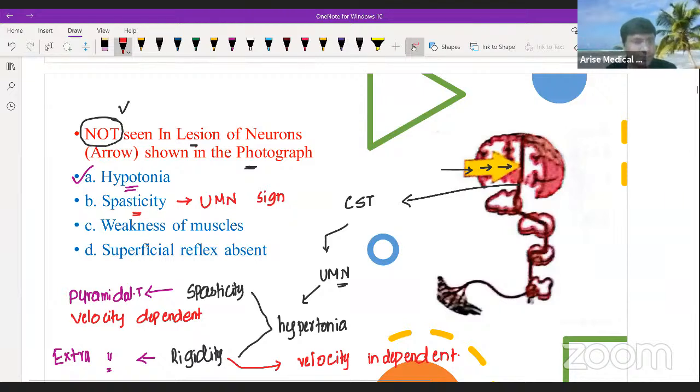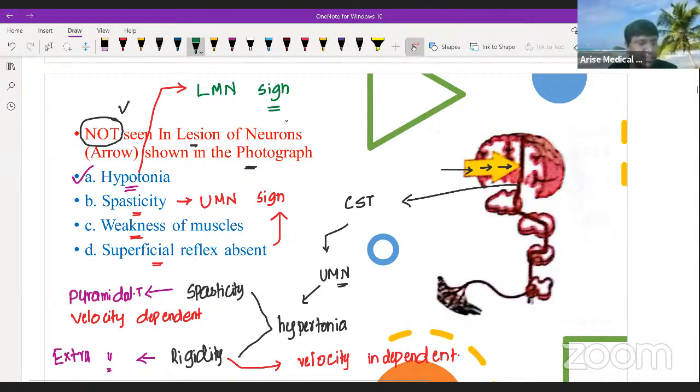Right? Weakness of the muscle is also a feature that can be seen in upper motor neuron signs. Superficial reflexes being absent is also an upper motor neuron sign. But whereas hypotonia is a lower motor neuron sign. Right? It is a lower motor neuron sign. Okay. Yeah, Dr. Bipin, that is what I have said.